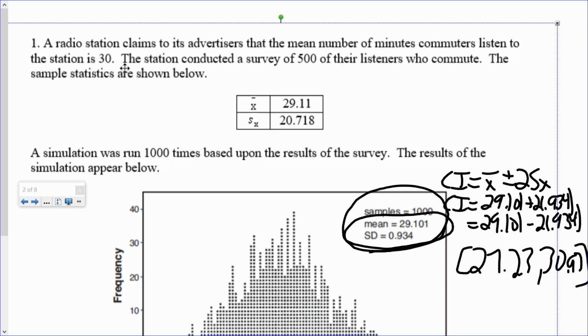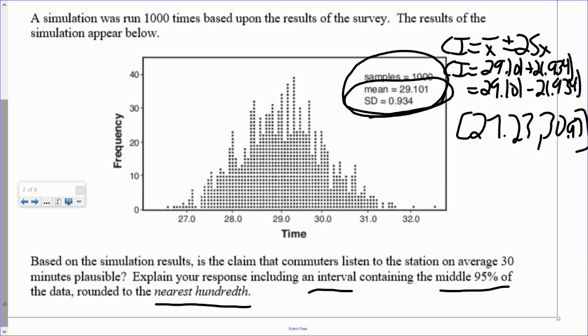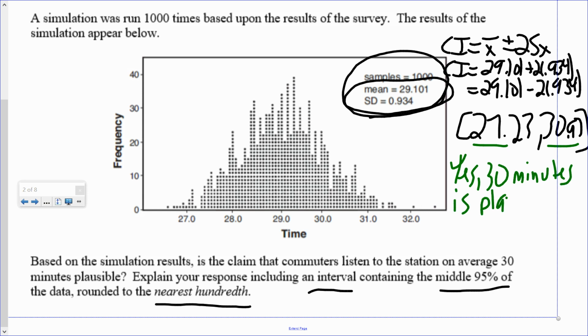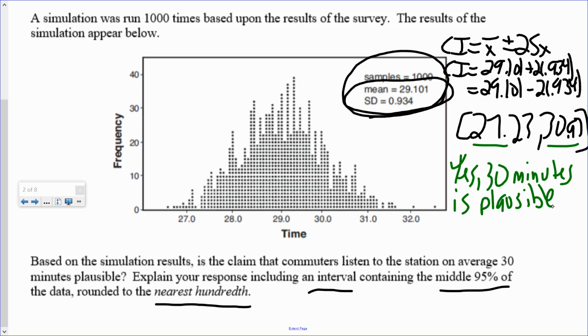And it wants to know if 30 minutes is plausible. Well, is 30 minutes inside the confidence interval? Is it between these two values? Yes. So yes, 30 minutes is plausible because 30 is inside the confidence interval.